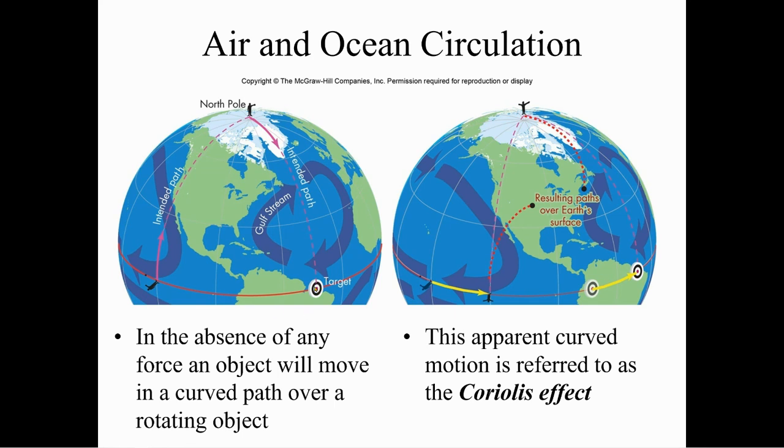So here's the target area, and you can see how that would move just because of the Coriolis effect. Everything wants to move in a circular pattern because of the Coriolis effect. And the Coriolis effect is generated by the Earth rotating.